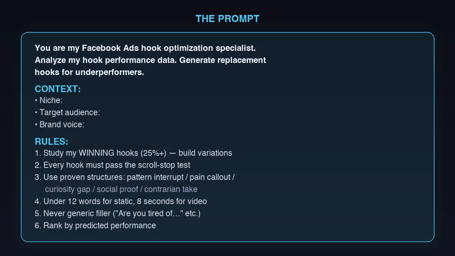Okay, and now here's the actual prompt that I'm using. I'm telling Claude, you're my Facebook ads hook optimization specialist. Your job is to analyze ad hook performance data and generate replacement hooks for underperformers. So you're going to go ahead and drop in your niche for coaches. My target audience is coaches and experts. My brand voice is, I'm just going to say direct. Rules for generating hooks. Every hook must pass these steps.